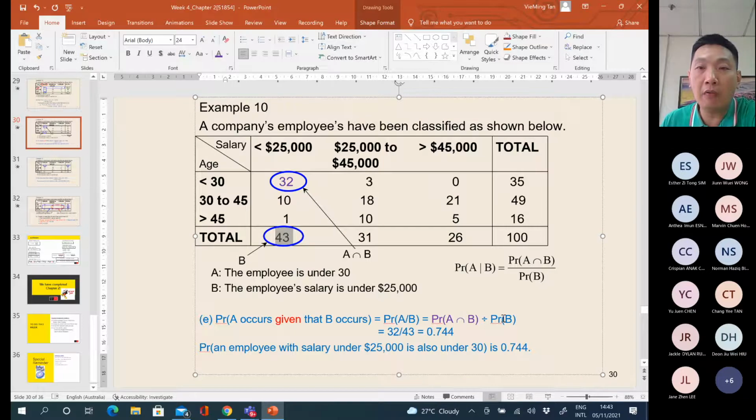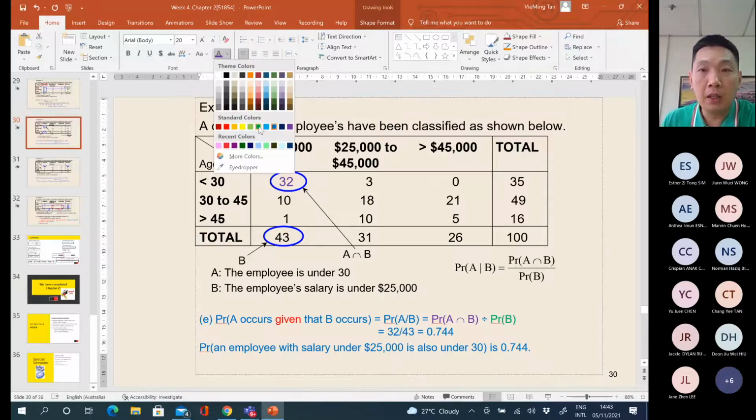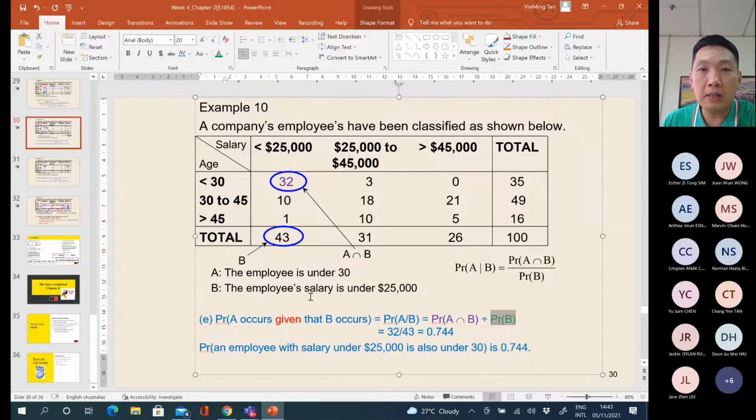So actually the probability of B means 43 over 100. Because both numerator and denominator have 100, the 100 can be cancelled. So the answer is 32 over 43. You may leave the answer as a fraction, it's fine, or you may leave the answer as a decimal number as well.